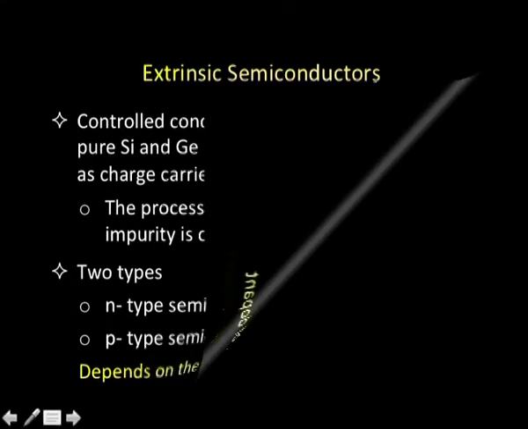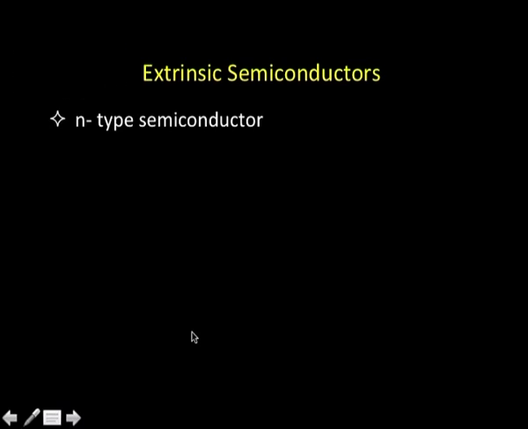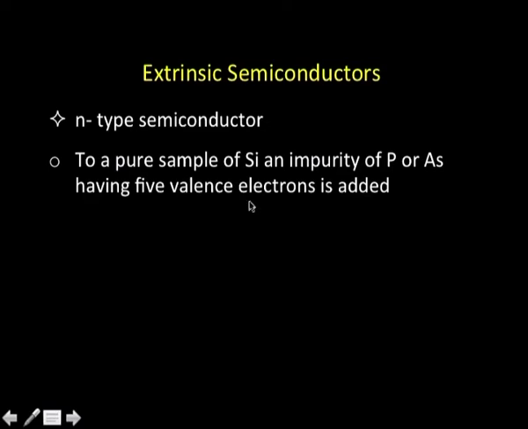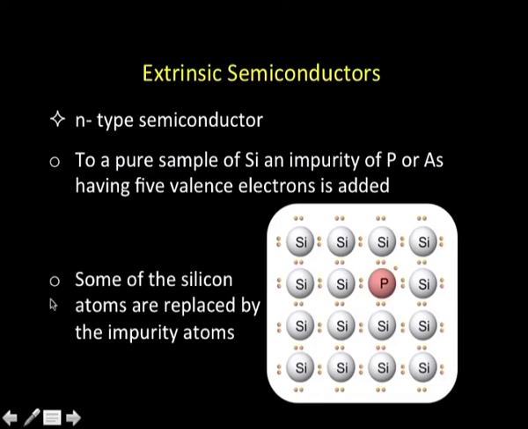Okay. Let us start with N-type semiconductors. N-type semiconductors are the ones obtained by introducing an impurity of, say, phosphorus or arsenic into a sample of silicon. That means, you take a pure sample of silicon and introduce an impurity of phosphorus or arsenic, and we have to think of an impurity which has about 5 valence electrons, because silicon has 4 valence electrons. That is very important. That means, I am introducing an impurity which has 1 valence electron more than that of silicon.